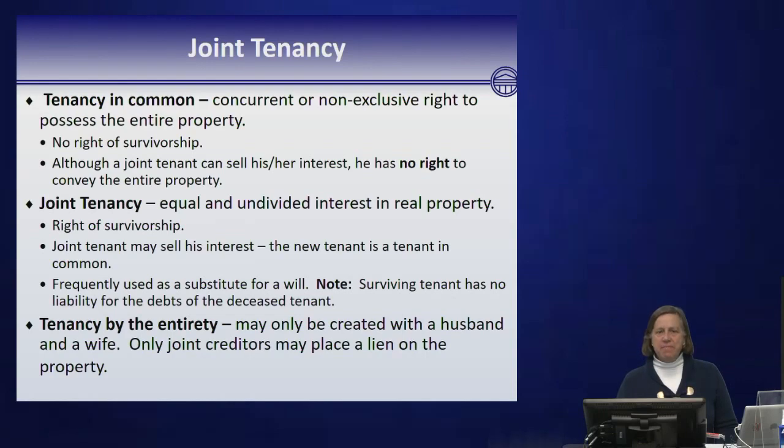Joint tenancy. Property may be held by more than one person, and we call that type of ownership a joint tenancy. There are several types of joint tenancies that are recognized under the law. The first type of joint tenancy is called a tenancy in common. It's a concurrent ownership, in other words, a non-exclusive right to possess a piece of real property. There's no right of survivorship, and I'll explain what that means in just a second. And although a joint tenant can sell his or her interest, he or she has no right to convey the entire property.